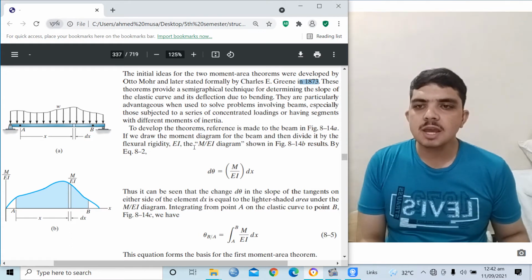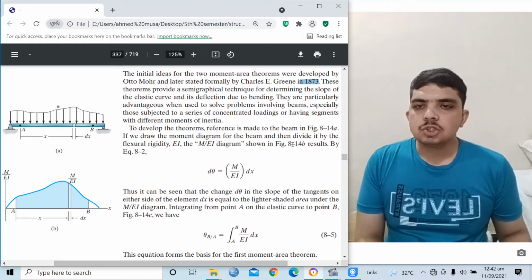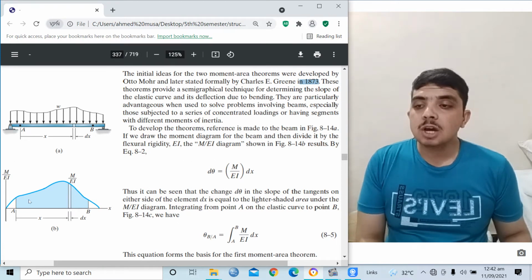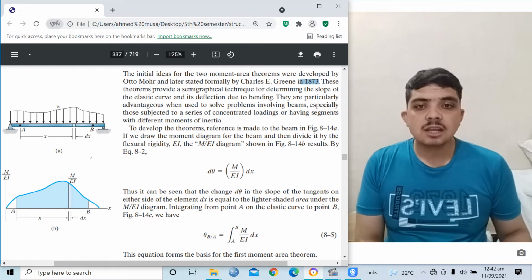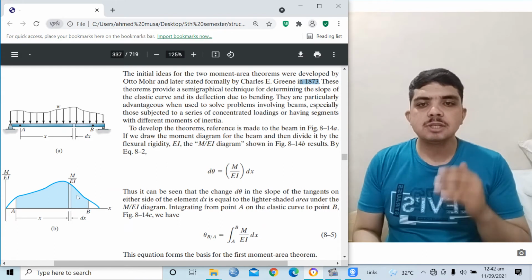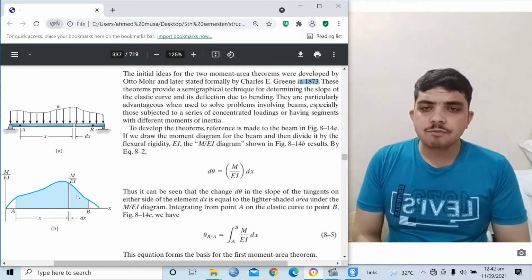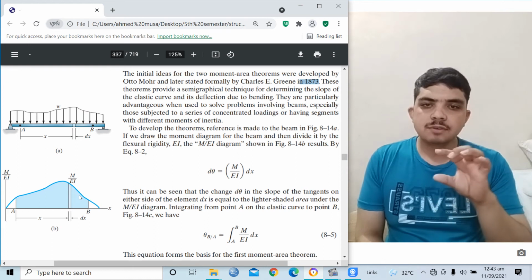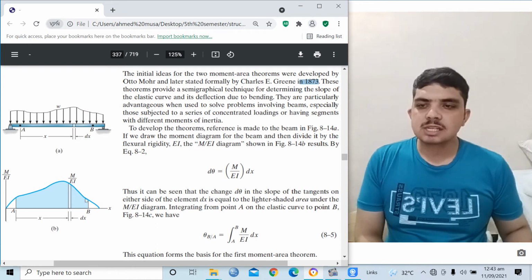The M by EI diagram is shown in the figure; you can see it here. What does M by EI diagram mean? First of all, we need to draw the shear force diagram for this beam, and then we draw the bending moment diagram. Then at every point of the bending moment diagram, for example, this maximum moment of 800 kip, we must divide 800 by EI. The EI value must be given in every question of structural analysis. If not given, we can easily find it with the help of the cross section and different dimensions of the given beam or structural element.